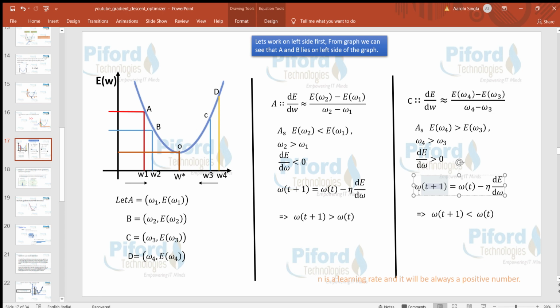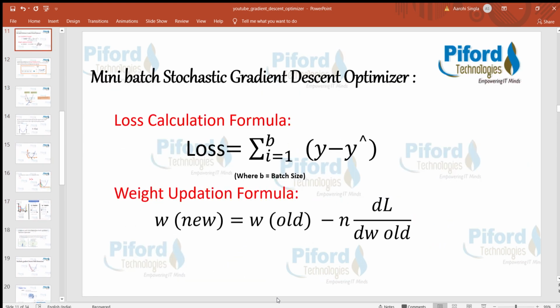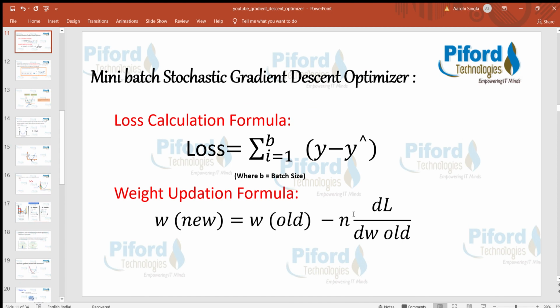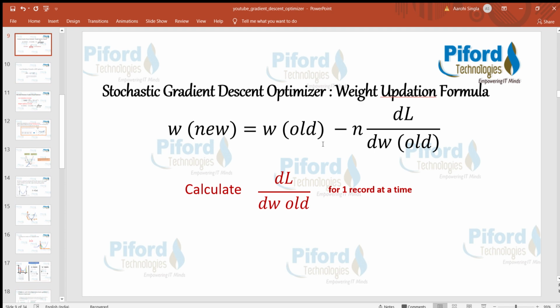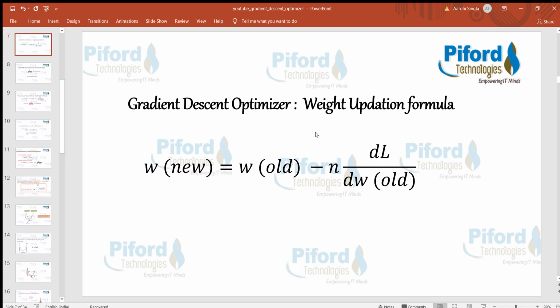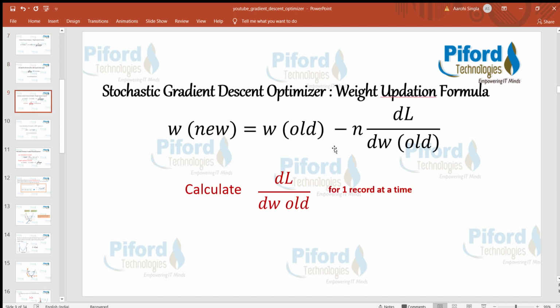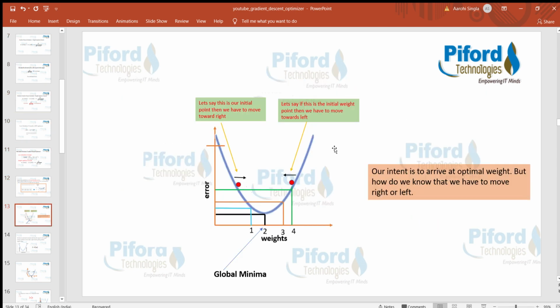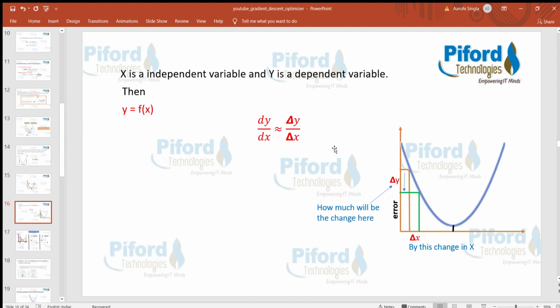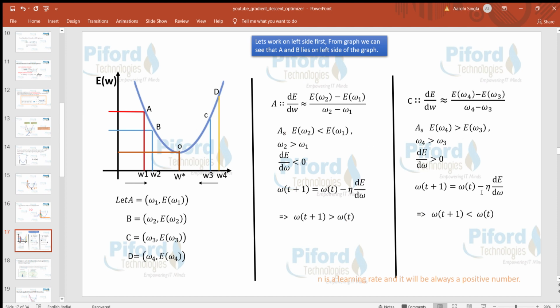And this is the formula which I've just shown you in the gradient descent optimizer and stochastic gradient descent optimizer. Let me show you again. See, this is the weight updation formula which we are using in every optimizer. Over here also we are using the same weight updation formula, and in the gradient descent optimizer also we are using the same one. With the help of this formula, we'll get to know whether the updated weight should be a positive number or a negative number. I hope this is clear, right?